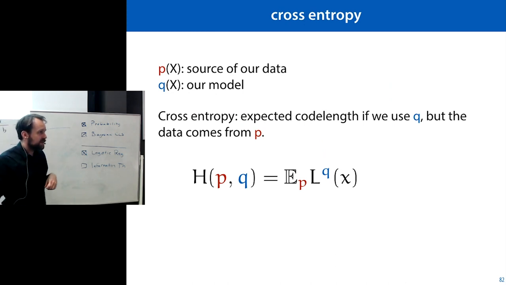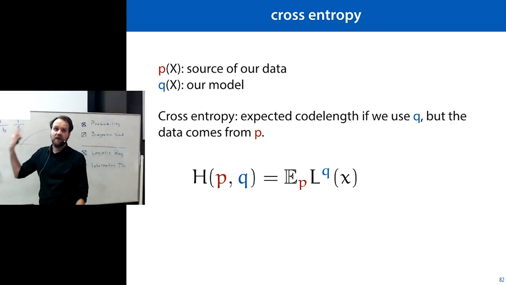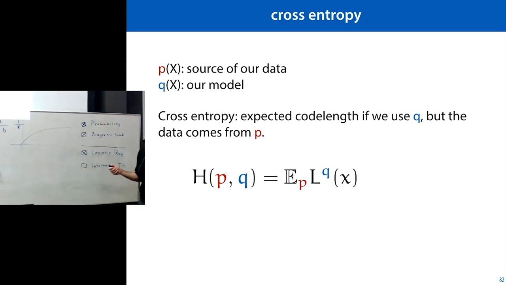Sometimes we have a source of our data and we have a model, and they might not always agree. Hopefully they do, but they don't always agree exactly. Then the cross-entropy is a good measure of agreement between two distributions. So Q is the distribution that we fit to the data, which corresponds to a code, but not the optimal code, because Q isn't the same as P. And P would give us the optimal code.